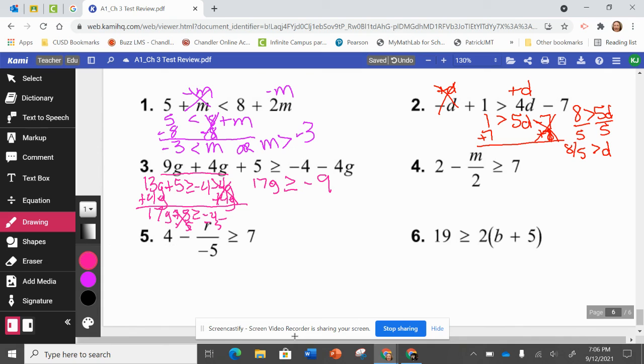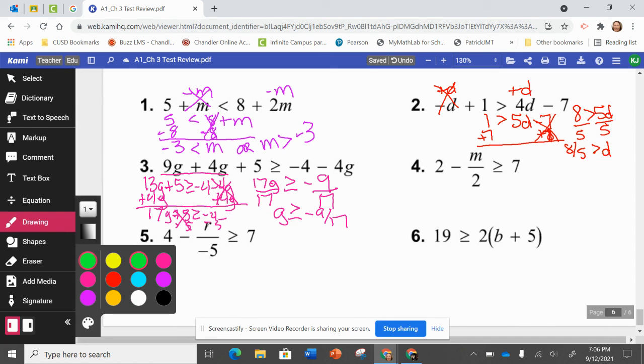And then the opposite of multiplying g by 17 is dividing g by 17. 17 over 17 is 1, so we have g is greater than or equal to -9/17. Remember, I don't flip the inequality sign because I am dividing, but I'm dividing by a +17. We don't care that that's a negative right there. We care that the 17 is positive.